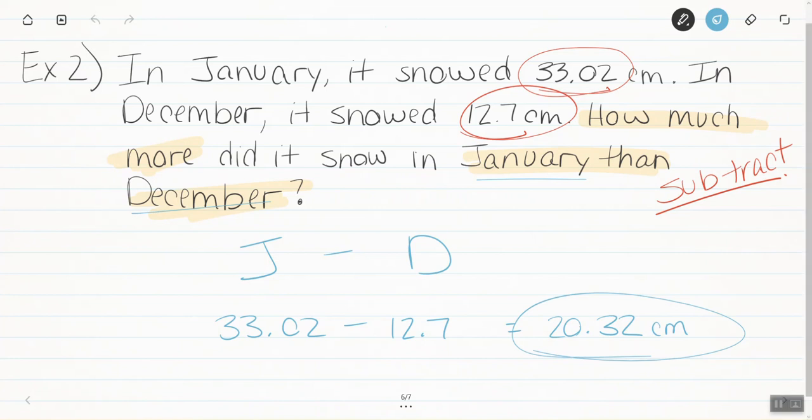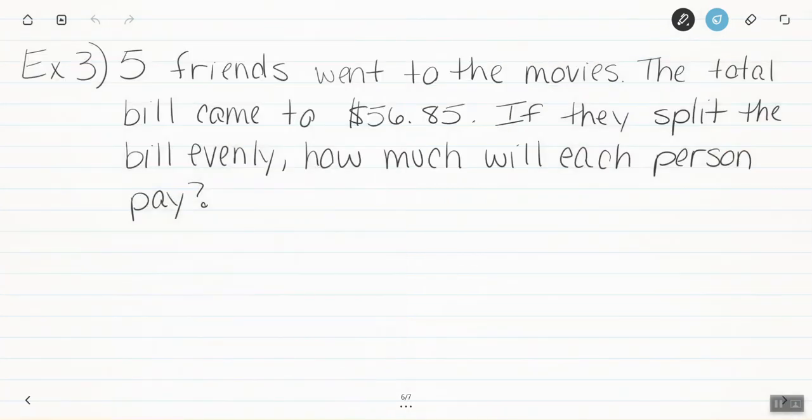Okay, let's look at example number 3. Pausing, writing that one down. 5 friends went to the movies. The total bill came to $56.85. If they split the bill evenly, how much will each person pay? Let's read that again. 5 friends went to the movies. The total bill came to $56.85. If they split the bill evenly, how much will each person pay?